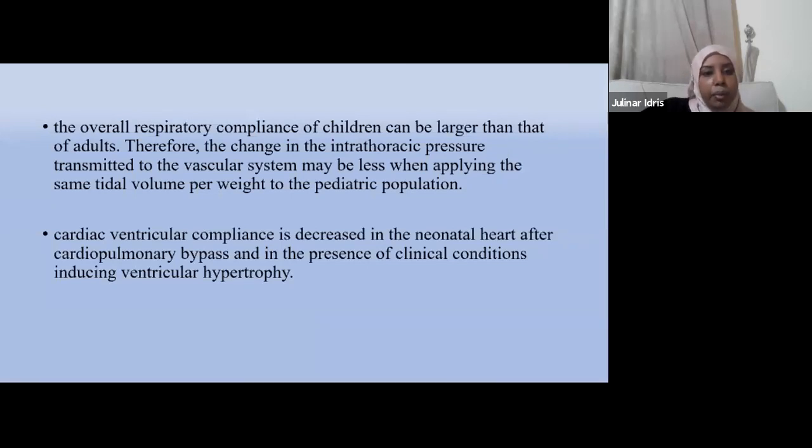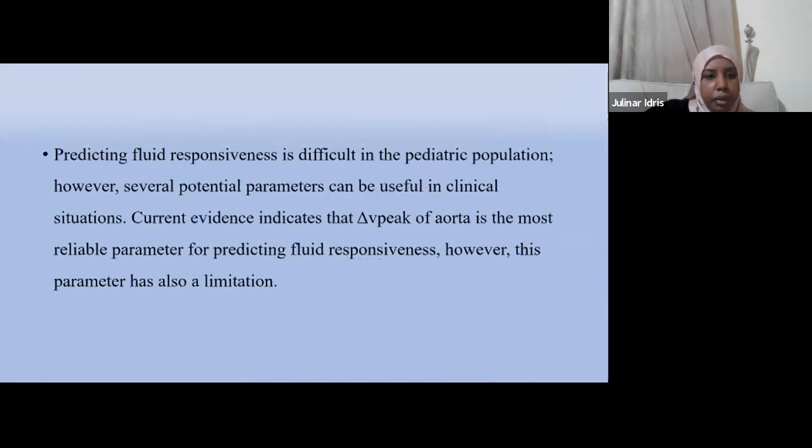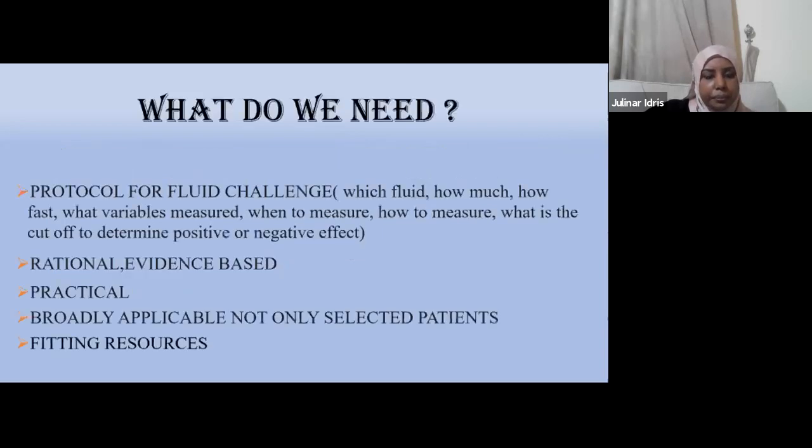The cardiac ventricular compliance is decreased in the neonatal heart after bypass and in the presence of clinical conditions inducing ventricular hypertrophy. Predicting fluid responsiveness is difficult in the pediatric patient. However, several potential parameters can be useful in clinical situations. The current evidence indicates that change in the peak velocity of the aorta is the most reliable parameter for predicting fluid responsiveness. However, this also has some limitation because the cutoff point is not really clear so far.